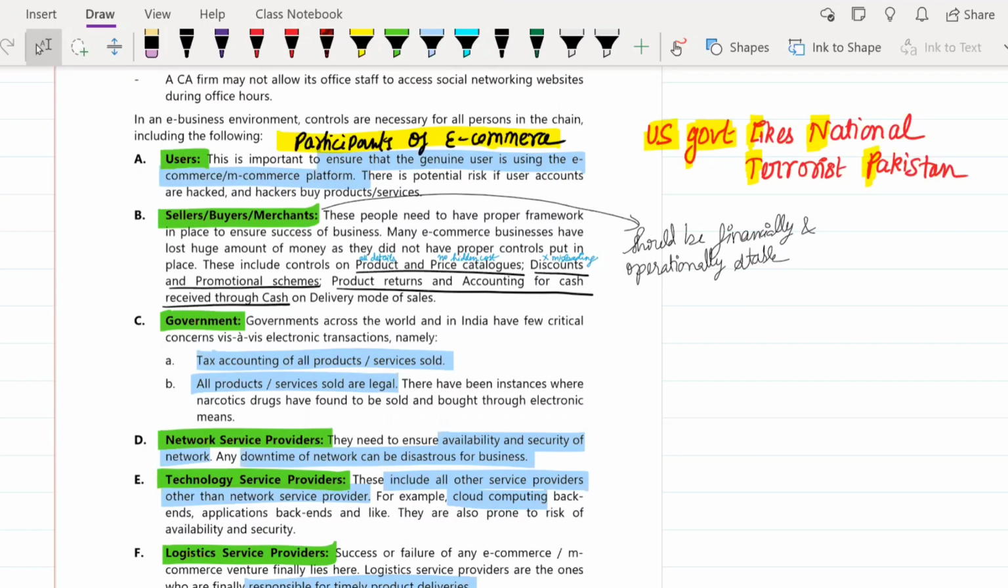Okay, so we just studied the risks in the business environment. Before we move on to the controls in the business environment, we are going to understand who the participants of e-commerce are. That is, when an electronic commerce or electronic trade is happening, who are the participants in that?